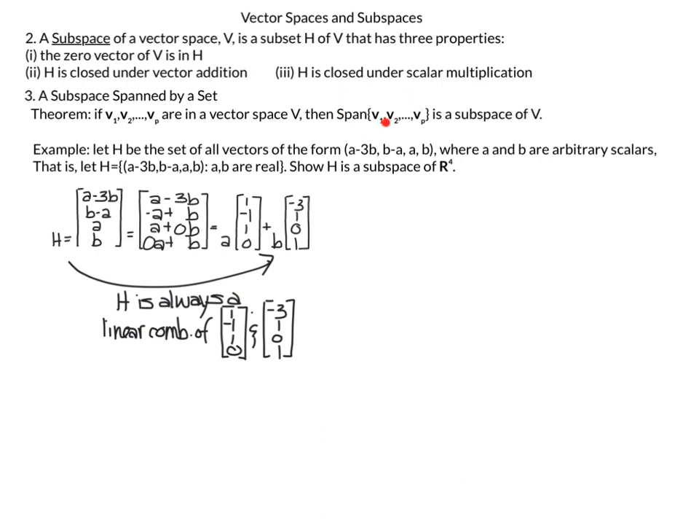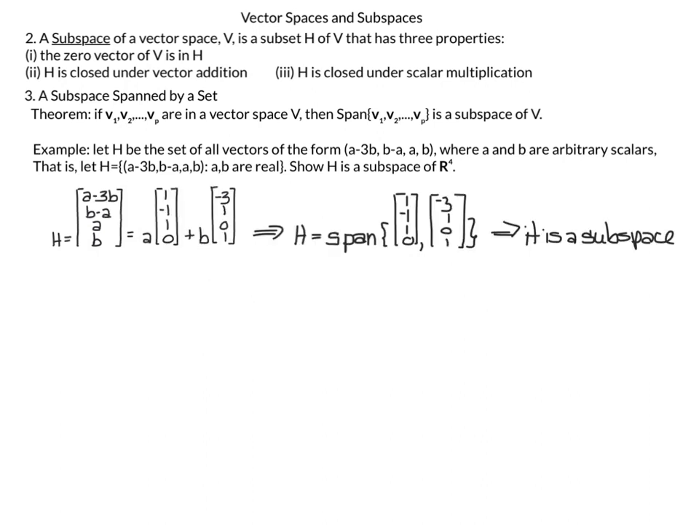And now I can make use of this formula here, because the span of a set of vectors is just the linear combinations of these vectors. And we have a linear combination here, which means that H is equal to the span of the vectors 1, -1, 1, 0 and -3, 1, 0, 1. And by this theorem here, that means it is a subspace of V. And I should say in particular, it's a subspace of R4.